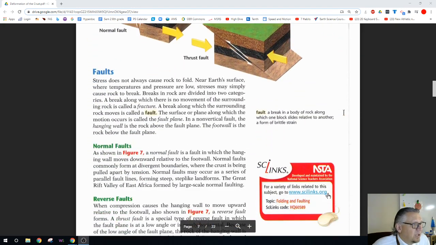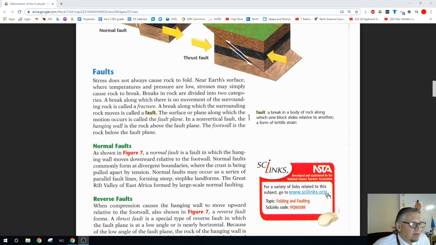Faults. Stress does not always cause rocks to fold. Near Earth's surface, where temperatures and pressures are low, stress may simply cause rocks to break. Breaks in rocks are divided into two categories. A break along which there is no movement of the surrounding rock is called a fracture. A break along which the surrounding rock moves is called a fault. The surface or plane along which the motion occurs is called the fault plane.